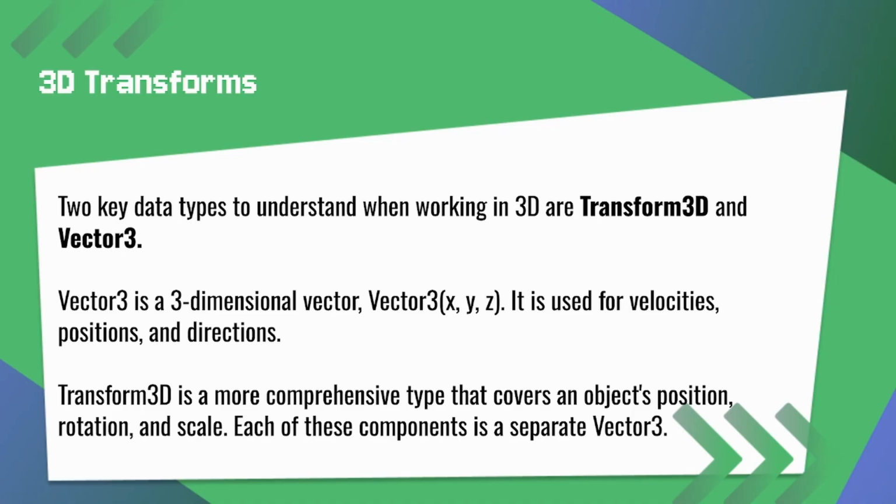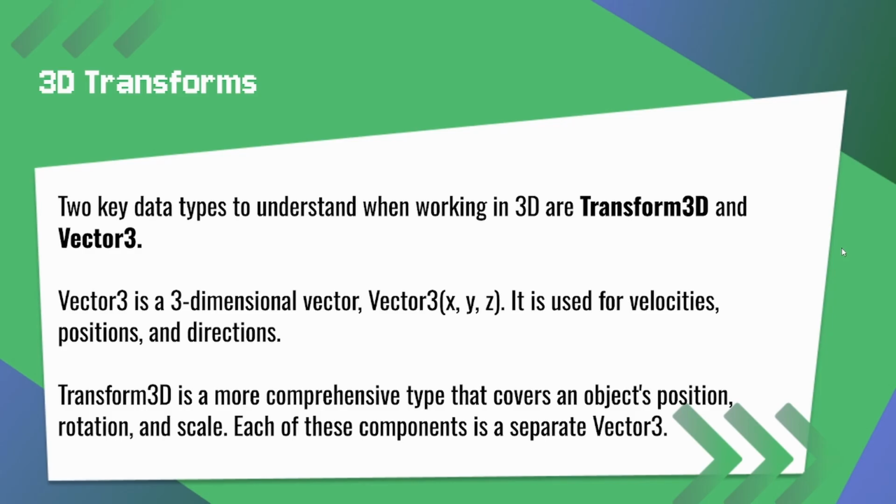There are two key data types to understand when you're working in 3D. These are Transform3D and Vector3. Vector3 is a three-dimensional vector. Like Vector2, it has a group of values, this time it's three: X, Y, and Z. It's typically used for things like velocities, positions, and directions. Transform3D is a more comprehensive type that not only covers an object's position, it also has its rotation and scale. Each of these components is its own separate Vector3. So its position will have three values, X, Y, Z. Its rotation will have three different values, X, Y, Z. And its scale will have three different values, X, Y, Z.